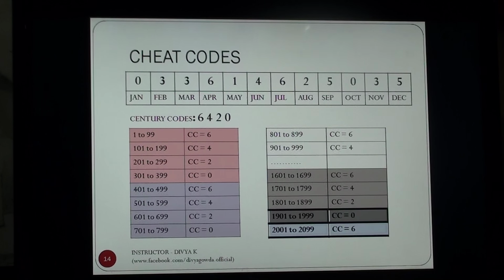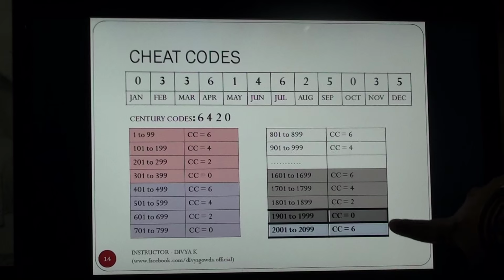And this century code. What is century code I will explain, but still just make a note of this 4 digit 6420. If at all you get any year from 1 to 99, put the century code as 6. So similarly 101 to 199, put it 4, 201 to 299, and just go through the table. Actually you don't get these numbers.